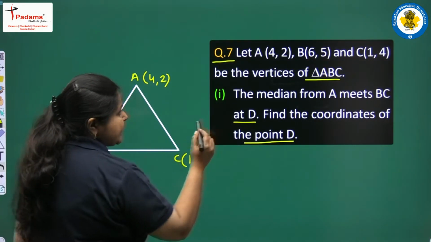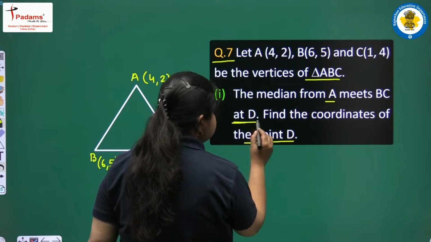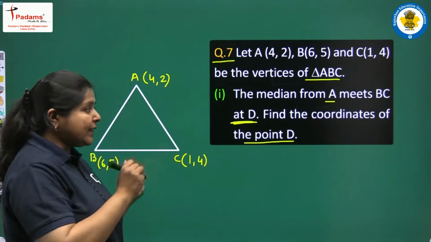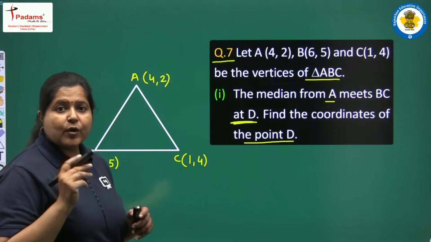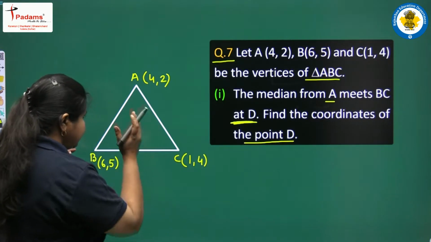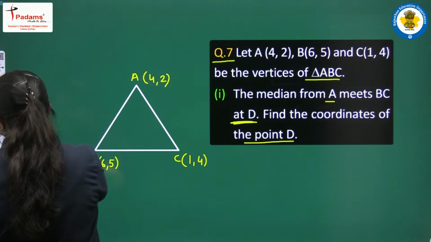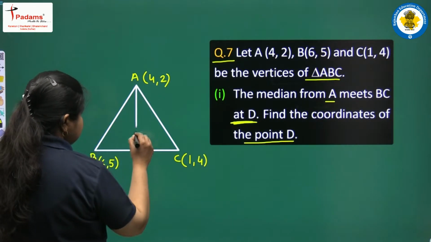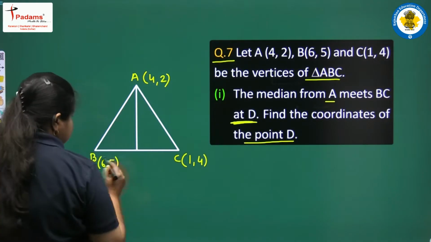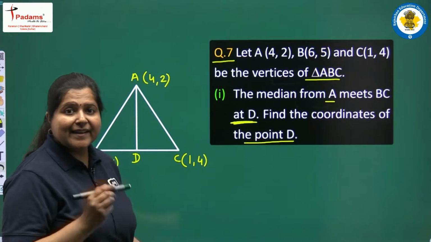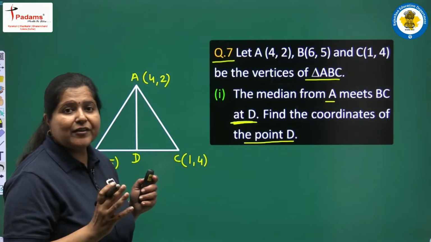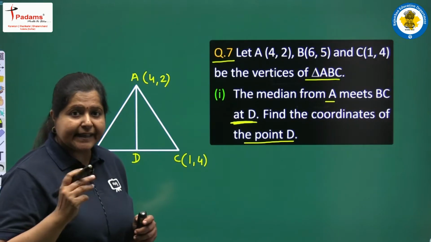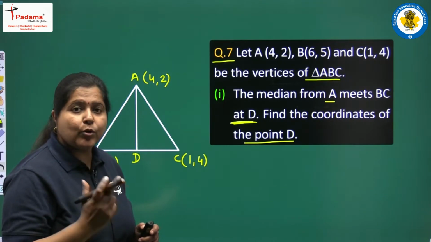Now what has been said? The median from A meets BC at D. Median क्या होता है? It is the line segment joining one vertex to the midpoint of its opposite side. तो यहाँ पर जो मीडियन होगा, अगर हम अपना मीडियन ड्रॉ करें, लेट अस ड्रॉ द मीडियन AD. This is the median. What does this mean? This means that D is the midpoint of BC. क्योंकि जब एक वर्टेक्स को ऑपोजिट साइड के मिड पॉइंट से मिलाते हैं तो जो लाइन सेगमेंट मिलता है उसी को हम मीडियन कहते हैं.